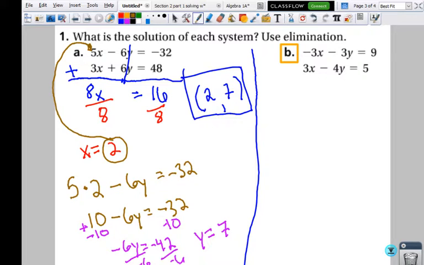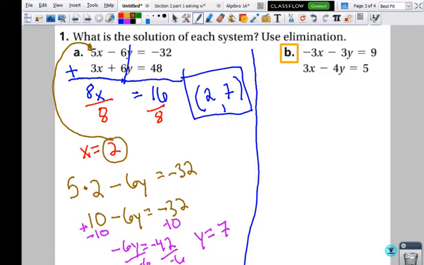So this one is going to look just a little different. Let's do step 1 together because that's the easy one. Susie, do I have a positive and negative of the same variable? Let's look. I have a negative 3x and a 3x. That's a positive 3x, right?